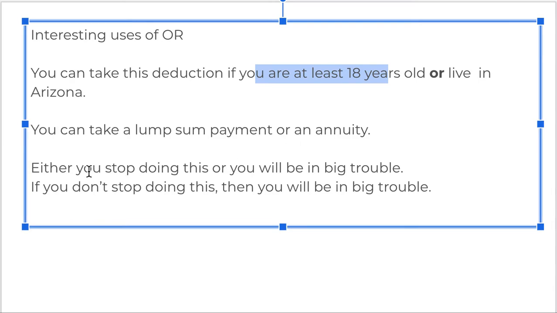The third one is either you stop doing this or you will be in big trouble, right? So that's a logical consequence. That's an implication: you better stop doing this or you will be in big trouble. And that's like if you don't stop doing this, then you will be in big trouble. So this is like a consequence. So there are three usages of the word or, and that's really interesting to note, right? Okay, so let's go to propositional logic.